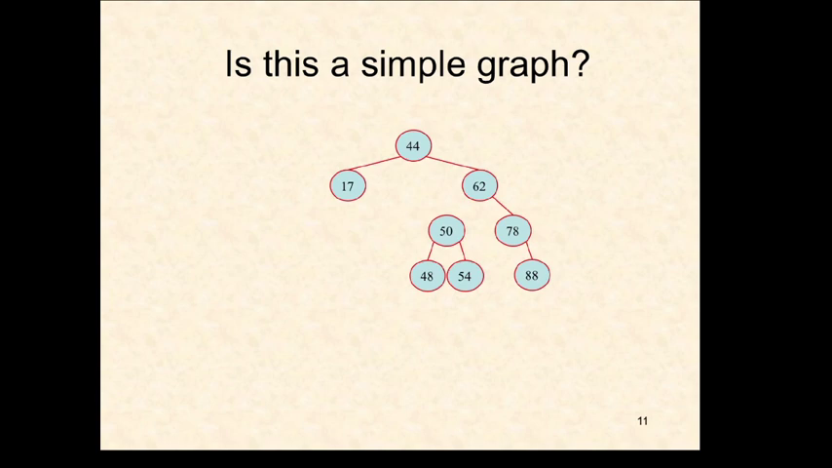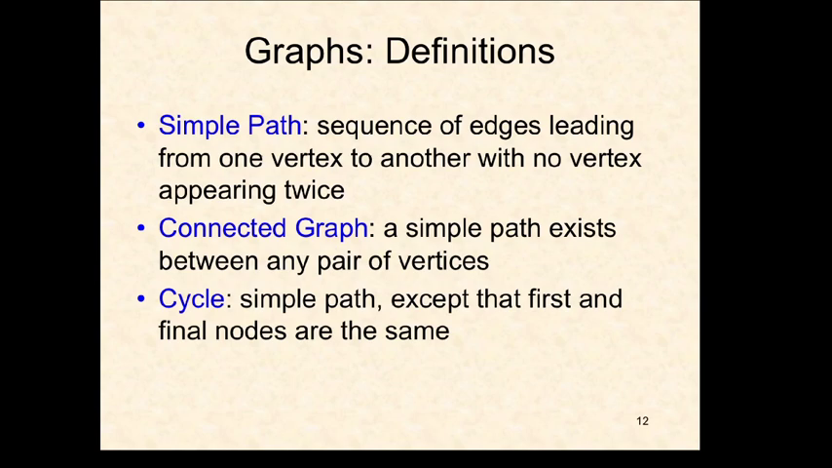So is this a simple graph? Well, since we've eliminated the duplicated edge, then we've got a simple graph, even though it's disconnected. So a couple definitions that we're going to need moving forward. A simple path is a sequence of edges that leads from one vertex to another with no vertex appearing twice. So a simple path would be, say, I will take a walk from my house down to my neighbors and drop off something for them, and then I'll get in my car and I'll drive to work. So I've never repeated anything in that path.